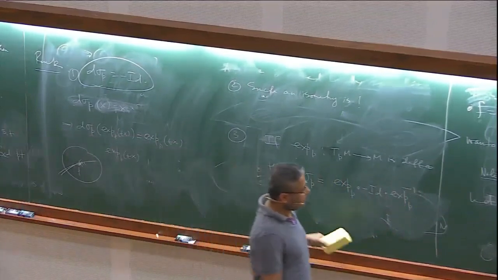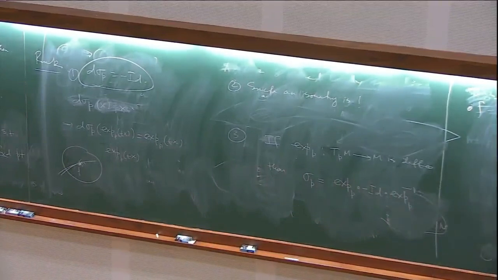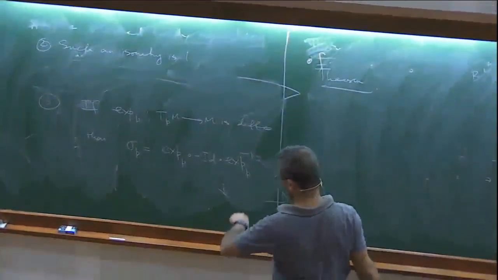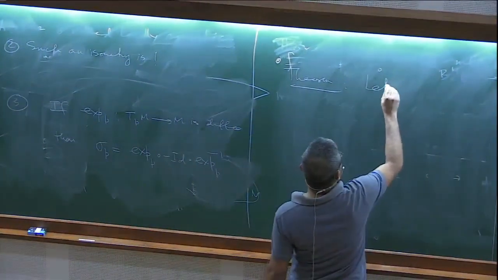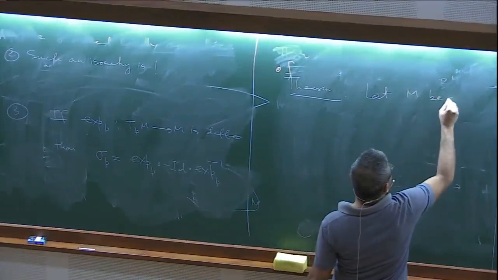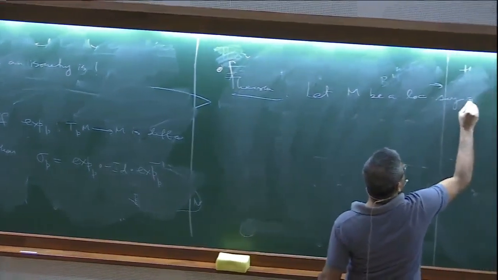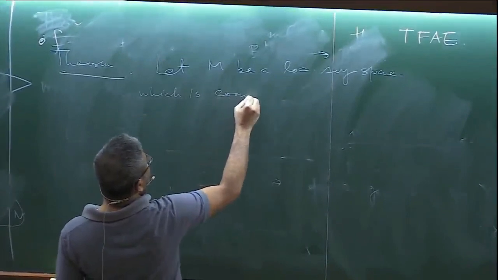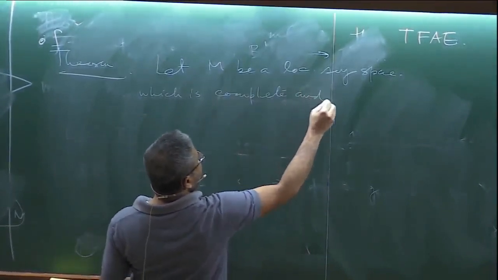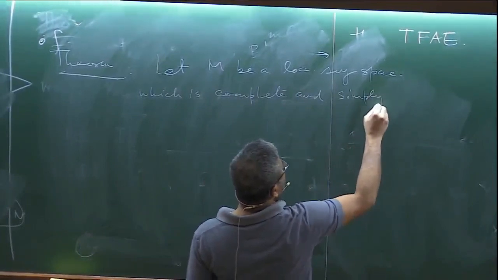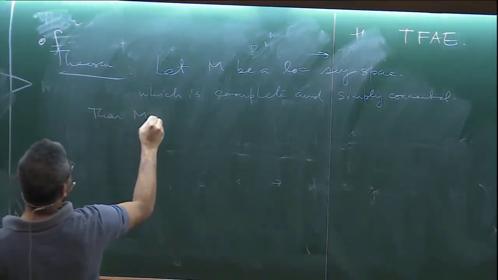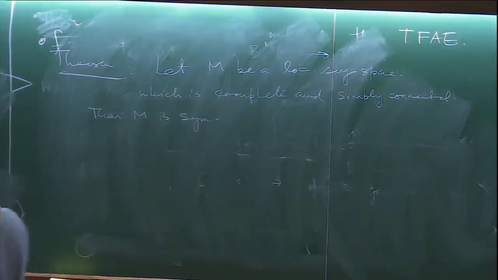All right, so now the theorem. Let M be a locally symmetric space which is complete and simply connected. Then M is symmetric.